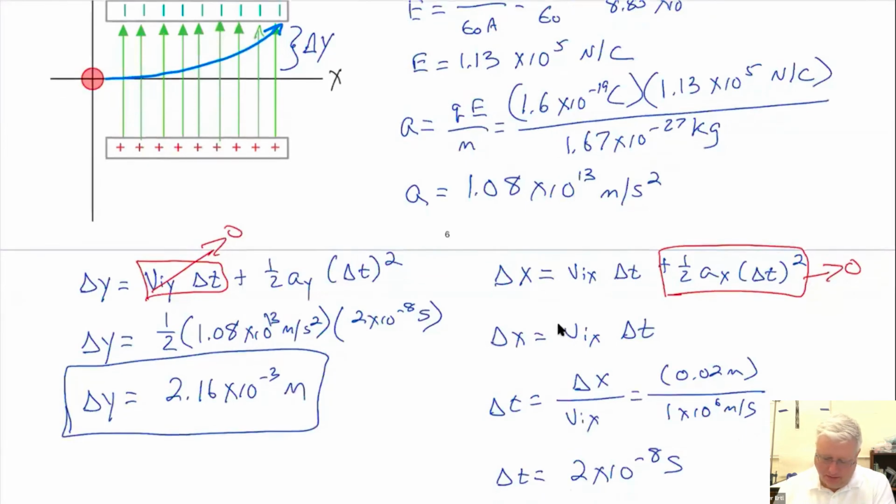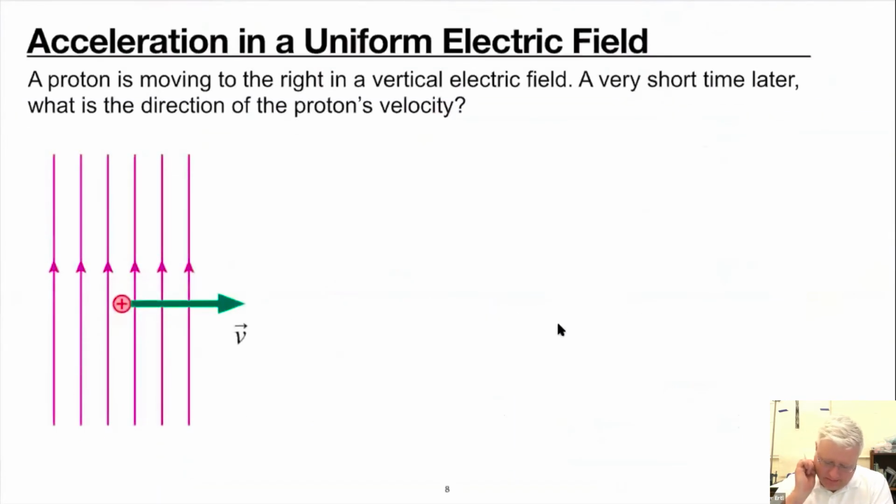All right, so let's think about this conceptually here. Let's say we have a proton moving to the right, like shown here with the green arrow, in a vertical electric field. Okay, so it's moving perpendicular to it. So a very short time later, what is the direction of the proton's velocity? Okay, so which way is it going to move?